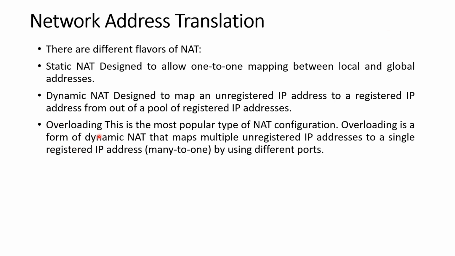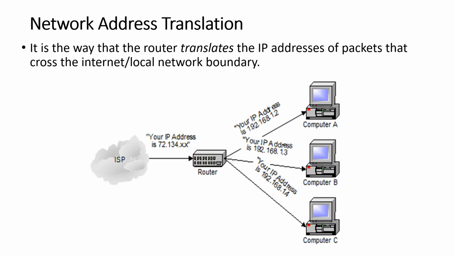And the third category, overloading, also known as port address translation. Overloading allows multiple private IP addresses to share a single public IP address by using different ports. This is the most common NAT configuration. It enables many devices on a private network to access the internet simultaneously while using only one public IP address.